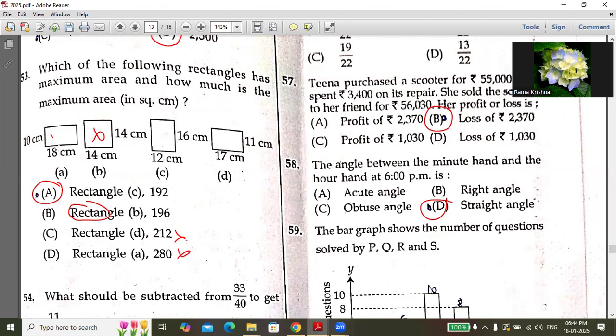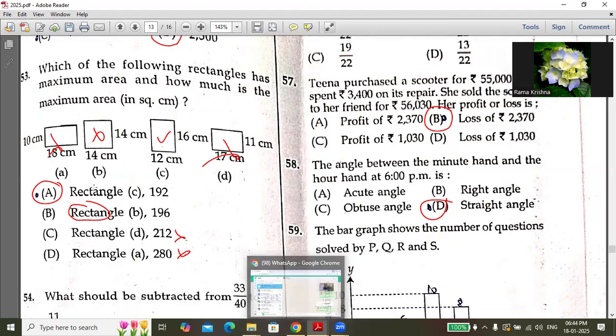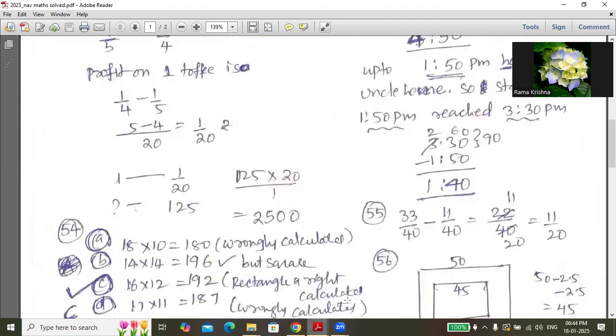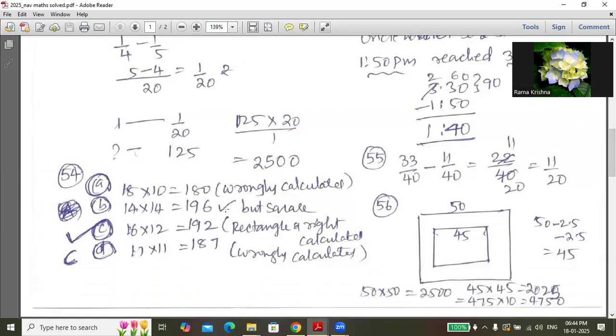So, this is also wrong. This is also wrongly calculated. So, this is correctly calculated. So, that is the reason rectangle C is the correct answer. When you see here 16 into 12, 192, this rectangle is rightly calculated, and first one is wrongly calculated, and second one is rightly calculated, but it is a square. Third one is wrongly calculated.